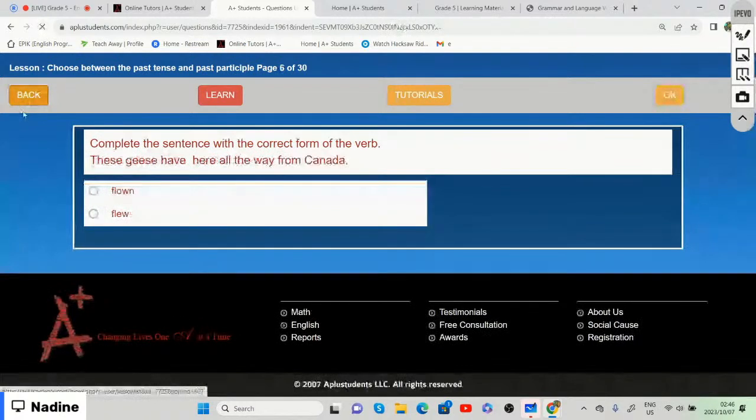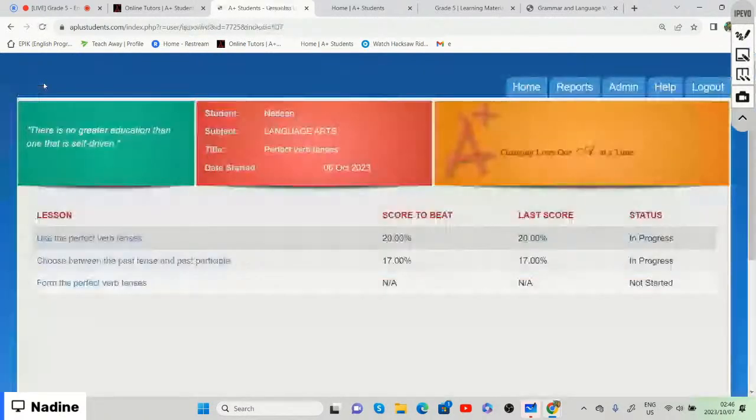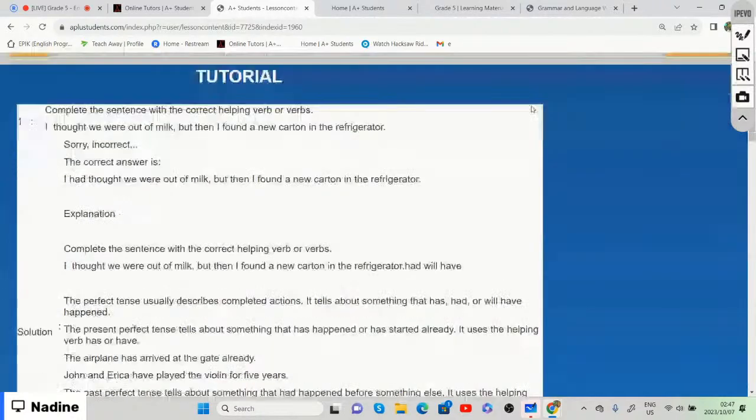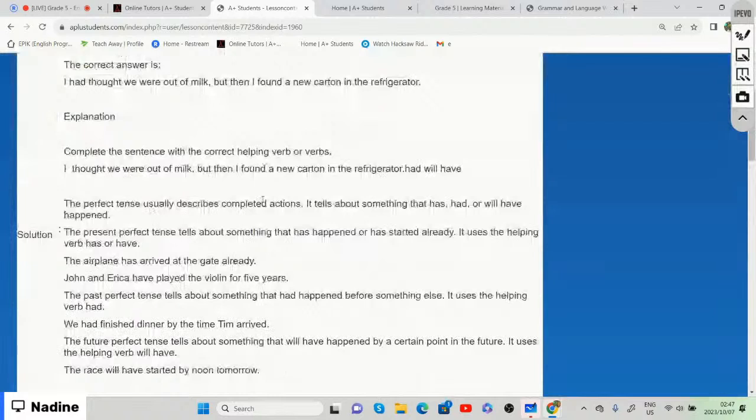All right, so that is basically our lesson on perfect verb tenses, right? And remember, when it comes to tenses, it is either telling us something about the present, making mention of the past, or telling us about the future. Perfect verb tenses describe completed action. They tell you about something that has happened, which is now, had happened, which is in the past, and will have happened, which is in the future.